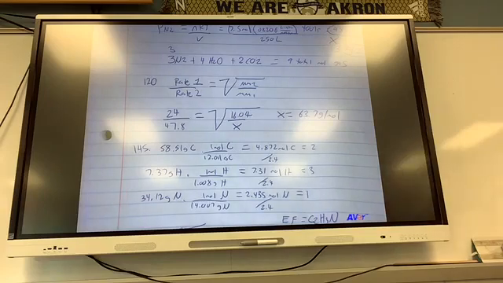So like I said, it's not hard math. You just have to figure out how to set it up. And the good thing is there's like 2 or 3 ways to do it. On this test, most of the problems have 2 or 3 ways you can do it.